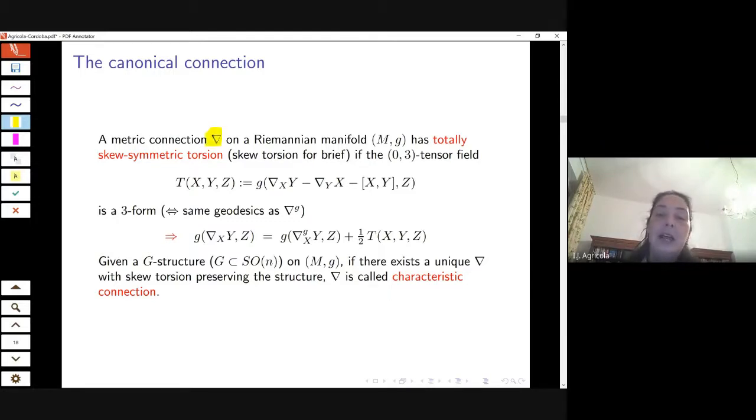Now, a metric connection nabla on a Riemannian manifold is said to have skew torsion if the (0,3) tensor field, which you get by contracting the torsion with an additional vector field, is actually a 3-form. And remember, this is equivalent, up to parametrizations, to the condition that this new connection has the same geodesics as the Levi-Civita connection. And if you have such a metric connection with skew torsion, you can express the connection immediately through this torsion element, because it's just up to a factor 1/2 the difference between the Levi-Civita connection and the connection you're looking at.